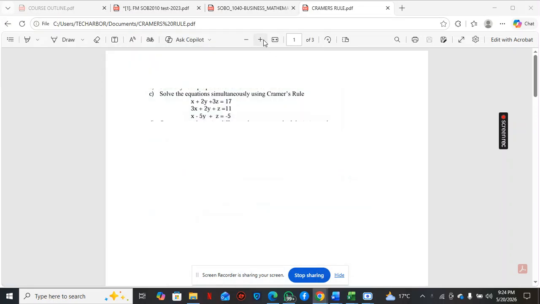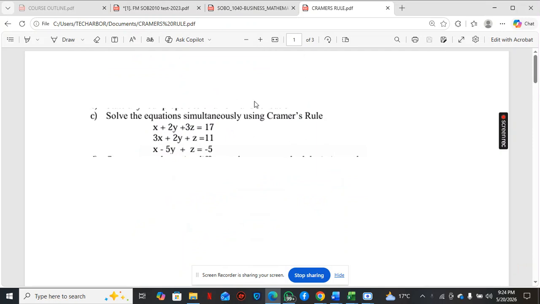Okay, so we have this question dealing with Cramer's rule, right? We're using Cramer's rule to solve this simultaneous equation. Remember in high school, simultaneous equations, there'll be two variables, x and y. Now, here, there are three variables, x, y, and z. So we can't use the traditional methods of elimination and substitution. So you can use Cramer's rule. We're going to solve this simultaneous equation using matrices.